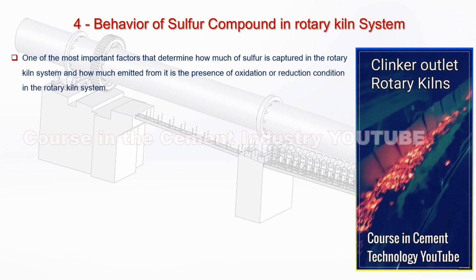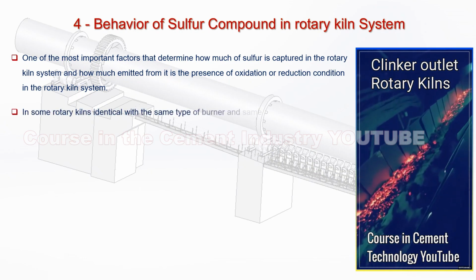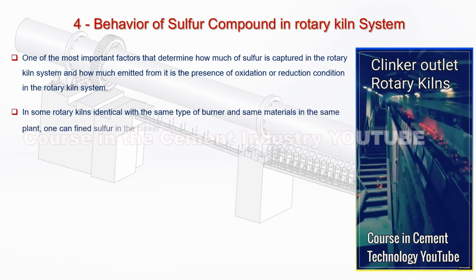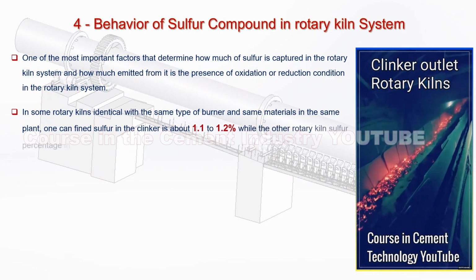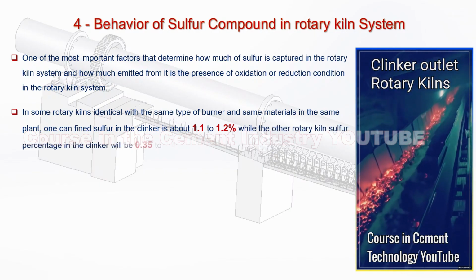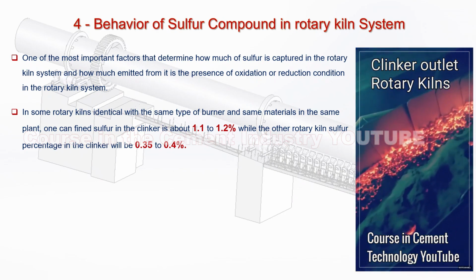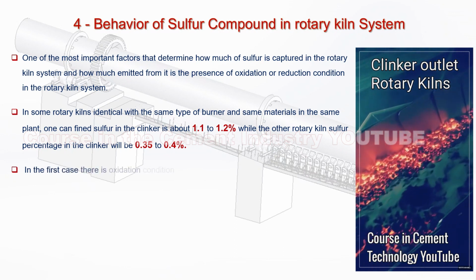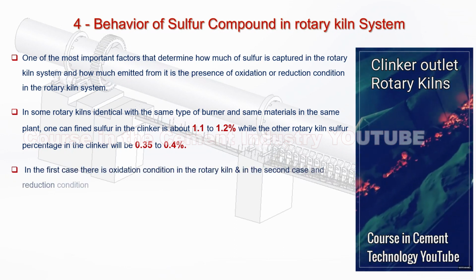2. In some rotary kilns, identical with the same type of burner and same materials in the same plant, one can find sulfur in the clinker is about 1.1 to 1.2%, while in the other rotary kiln the sulfur percentage in the clinker will be 0.35 to 0.4%. 3. In the first case there is oxidation condition in the rotary kiln, in the second case a reduction condition.